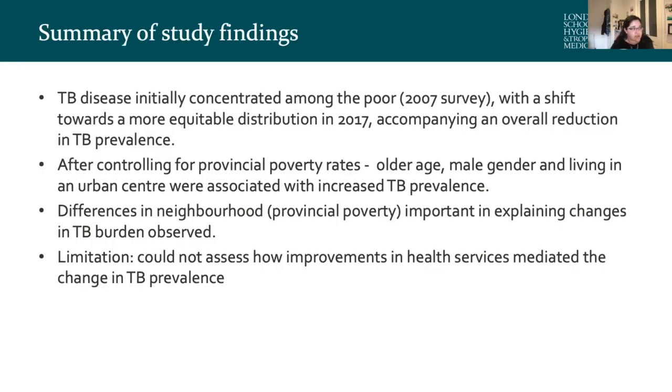So TB disease was initially concentrated among the poor. Just a summary of our findings: a shift towards a more equitable distribution in 2017, accompanying an overall reduction in TB prevalence. After controlling for provincial poverty rates, older age, male gender, and living in an urban center were associated with increased TB prevalence, and differences in neighborhood or provincial poverty were important in explaining differences in the TB burden observed. A limitation was that we could not assess how improvements in health services might have mediated this change in TB prevalence.